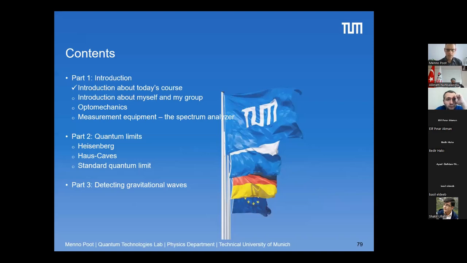Okay, so that basically means we have now covered everything there is to cover in part number 2 when we talked about the quantum limits. So that means now we are reaching the final, and I would say pièce de résistance, namely we're going to talk about the detection of gravitational waves.